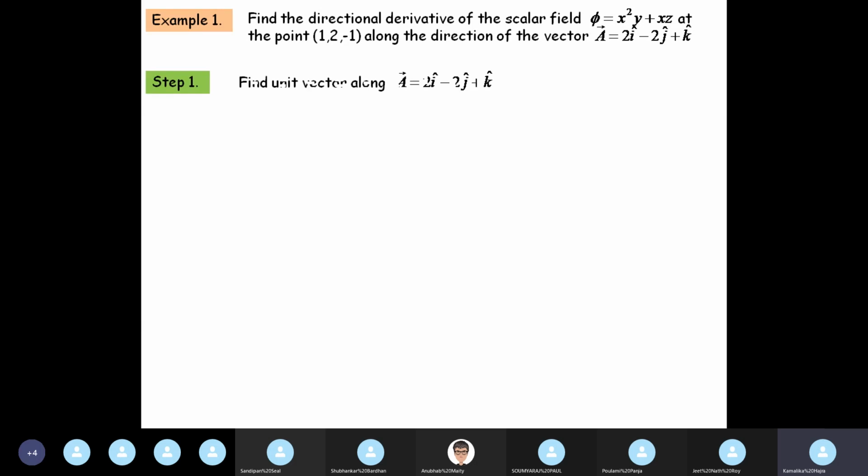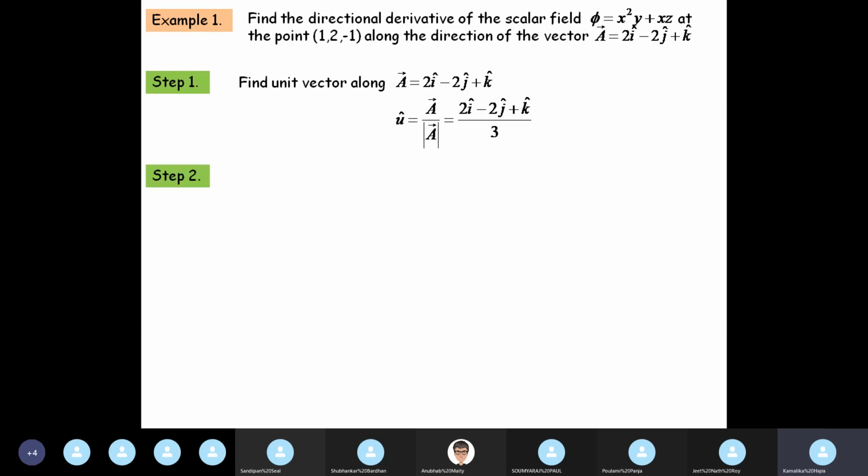So step one is find the unit vector along the given direction. Simple, u cap is a by magnitude a, which in this case is 2i cap minus 2j cap plus k cap divided by 3. 2 square plus 2 square plus 1 square, power half, root 9, which is 3.